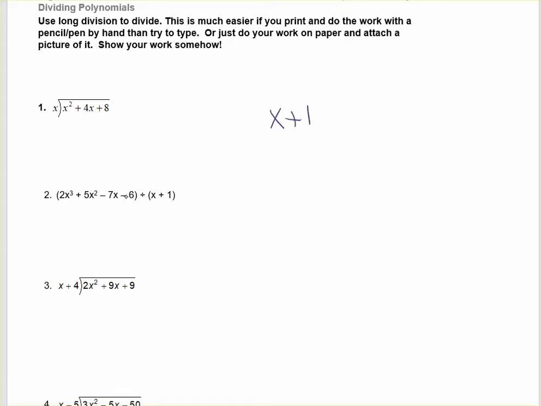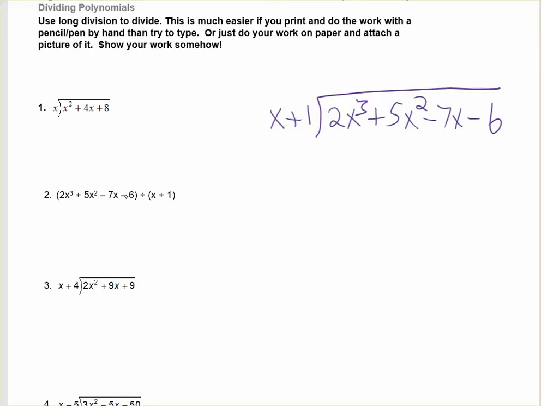So the x plus 1 goes here, and then inside of the division sign goes the other polynomial that you are dividing. This worksheet is easier to do if you can do it on a piece of paper or using a pen tool on a notebook computer. It's harder to type it. So do it on paper, take a picture, and submit the picture for 1 through 8. After 1 through 8, they're easier to type. We do synthetic division, which we'll get into.